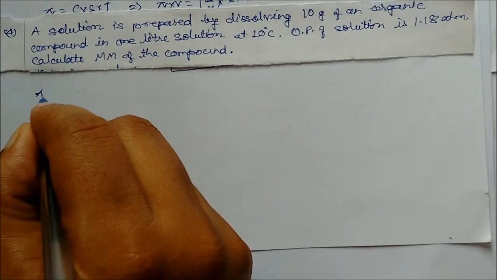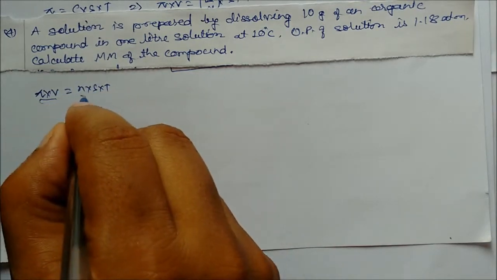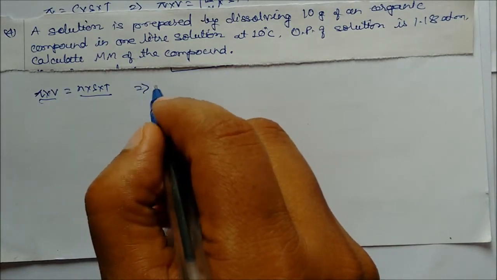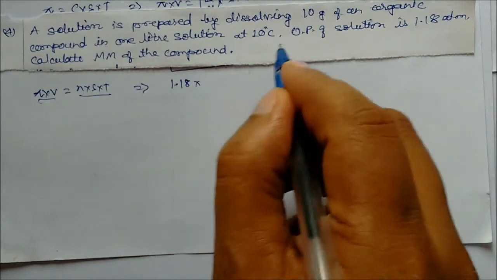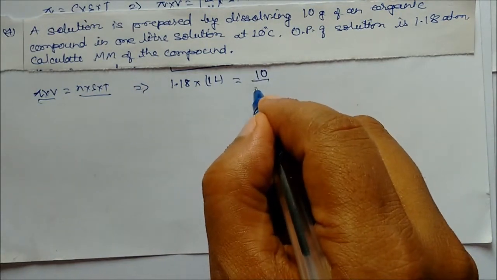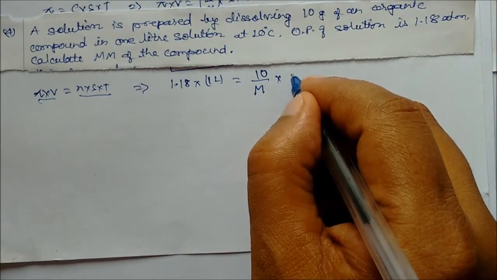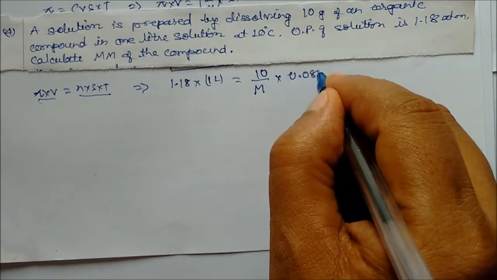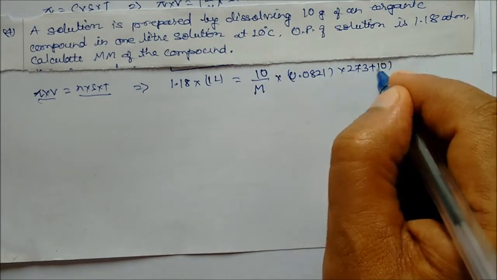So very simple question. πV = nST, so every time we are using this formula all the time. So the answer will be here. Pressure is 1.18 atmosphere and volume is 1 liter. So π into V is given and n is 10 by molar mass. So 10 is the 10 gram, and the gas constant is 0.0821, and the temperature is 273 plus 10 degree centigrade.